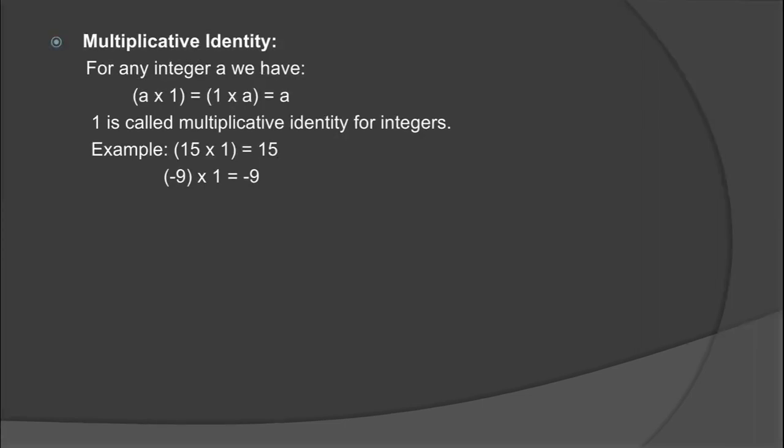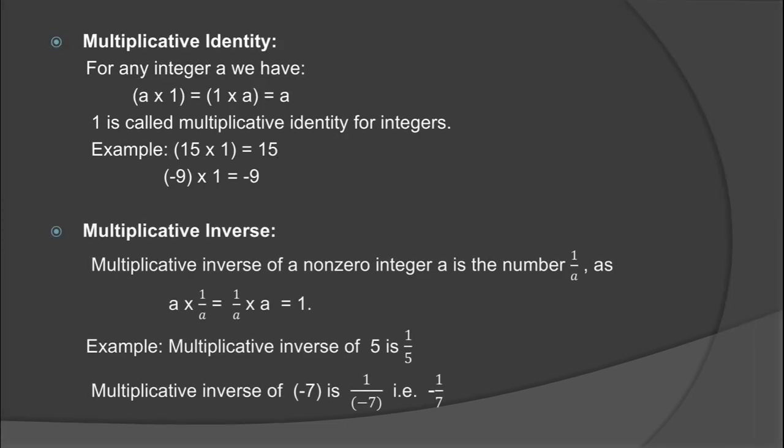In the same way, there is a term multiplicative inverse. The multiplicative inverse of a non-zero integer a, non-zero meaning that the integer should not be 0, is the number 1 upon a. Why? Because when 1 upon a is multiplied to a, either from right or from left, it gives the result of 1.